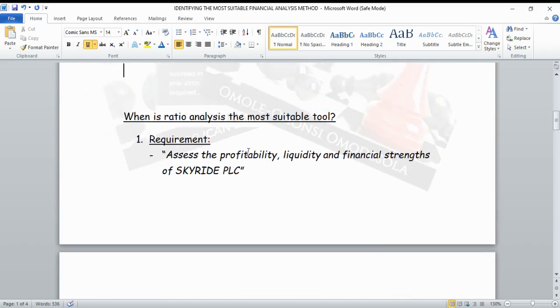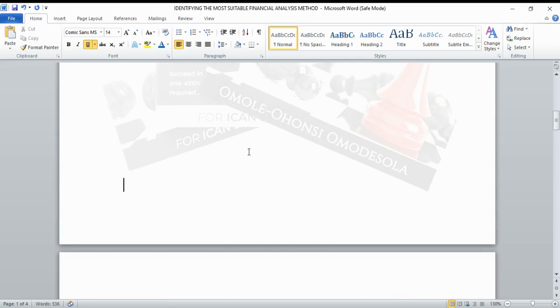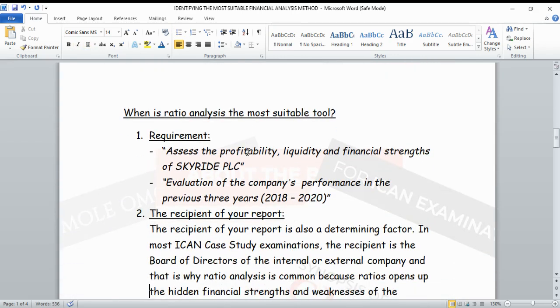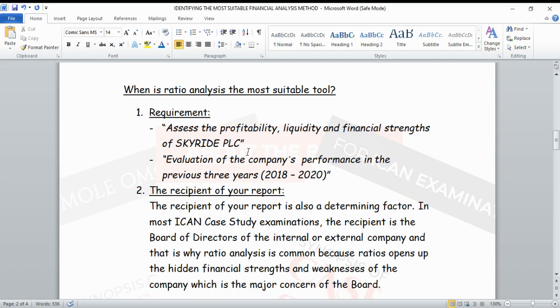Let's bring this down so that we can look at it together. The first question is, when is ratio analysis the most suitable tool? We said that the financial statement analysis can either be ratio or trend, right? So when do I actually know that financial ratio analysis is the most suitable tool? What are the signs that I will see? Now, this thing I'm giving you for free, these are deep secrets. You understand? So please focus.